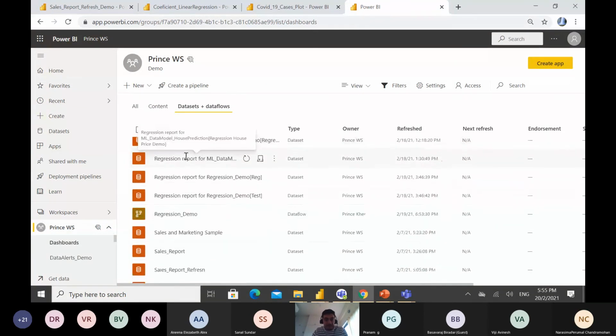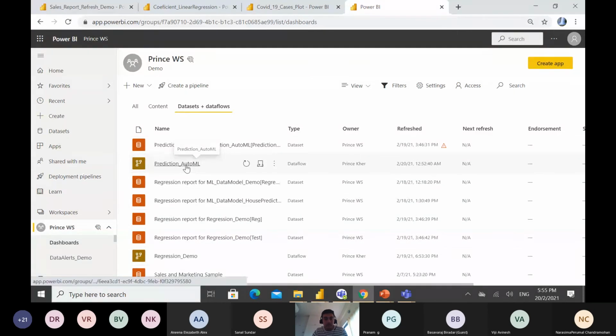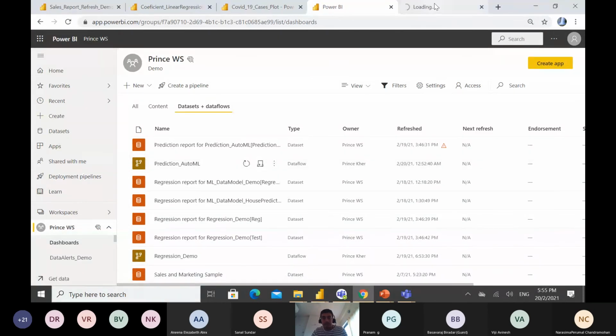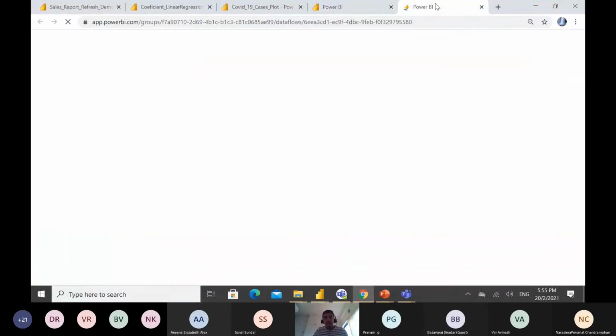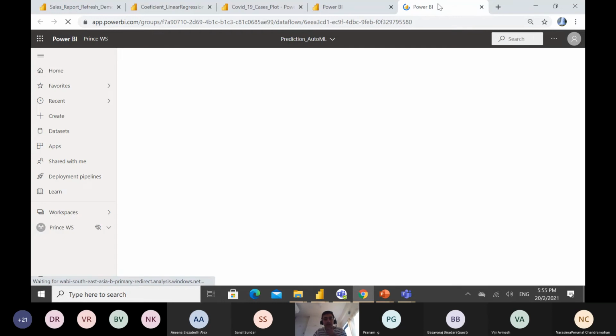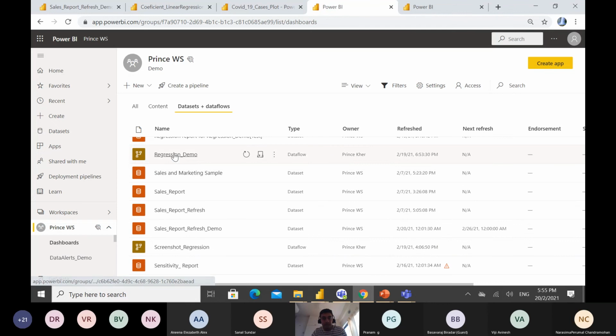Okay, I'm going to show you a prediction with AutoML, how easy it is. I'm going to leave a link on how to create dataflows, but I'm just going to show you how a model is being created, and after that I'm going to show you the report also. I'm going to open the regression demo.